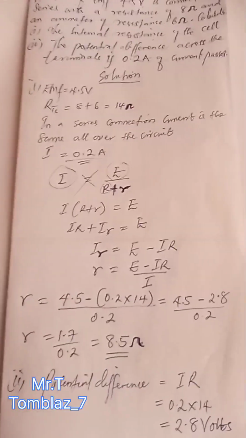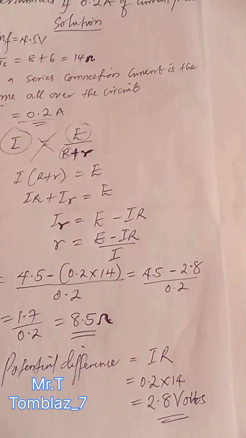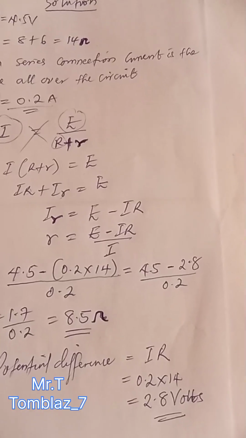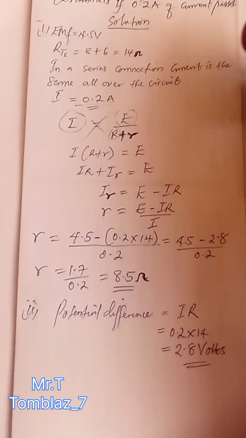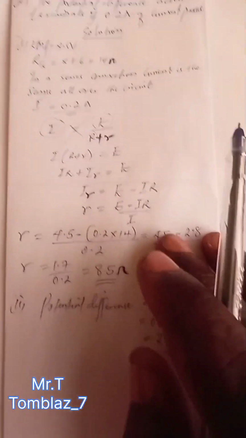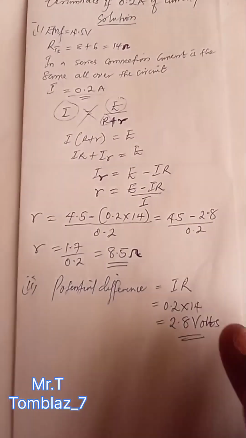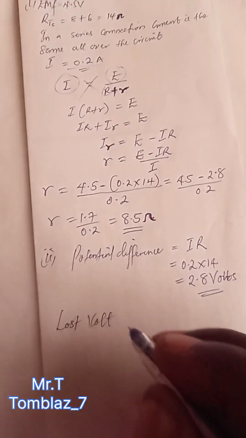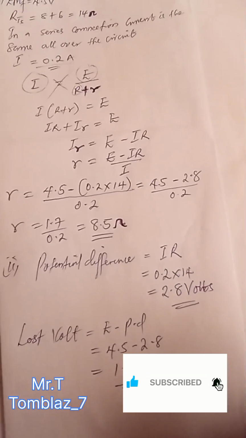Now, another thing you need to know is, since you have gotten the potential difference, they can also ask you to calculate the lost voltage, right? Because look, we have two voltages here. We have the one for 4.5, which is for the battery, and then we have 2.8, which is the PD across the terminals. But then there is something we call lost voltage. So the lost voltage is 1.7 volts.